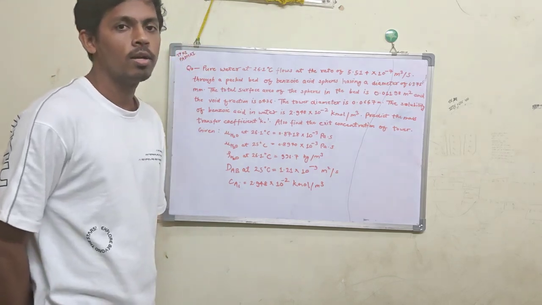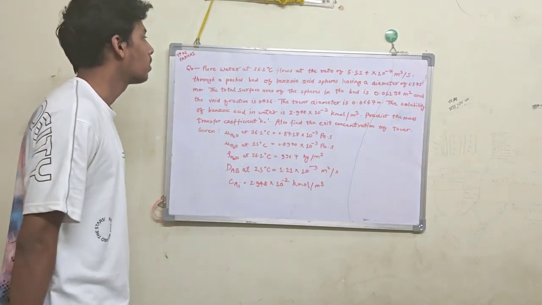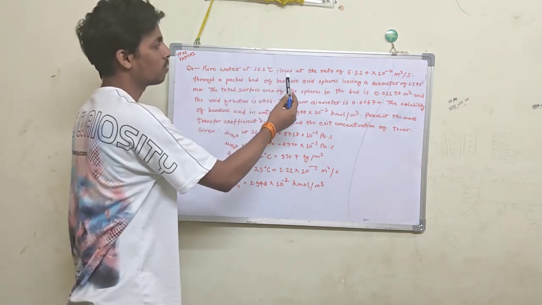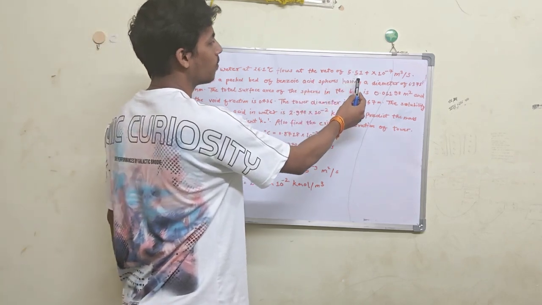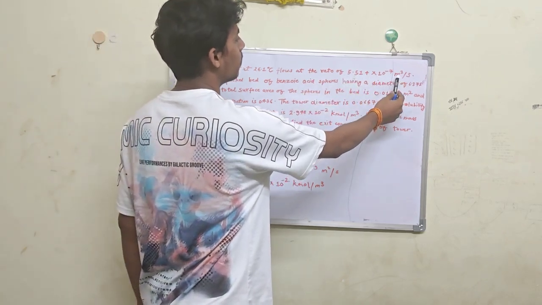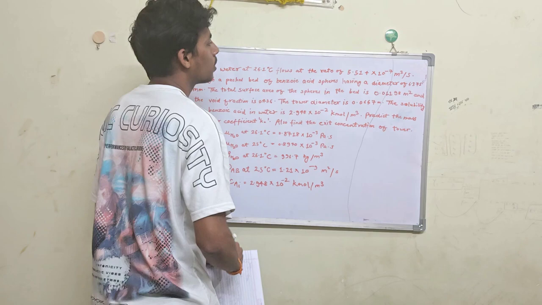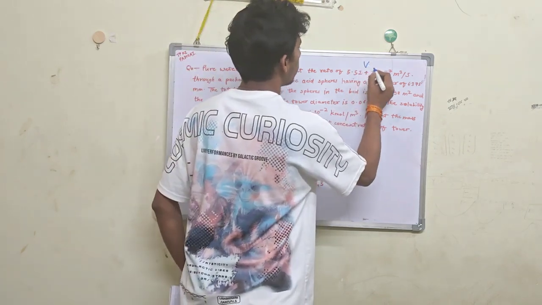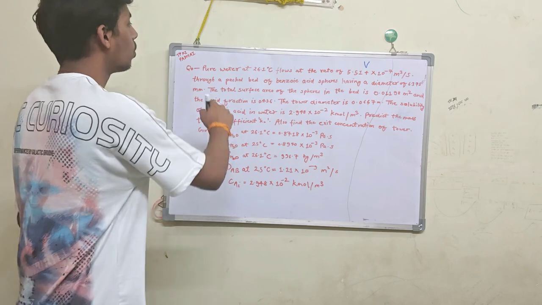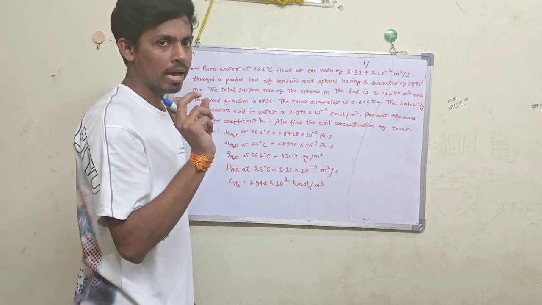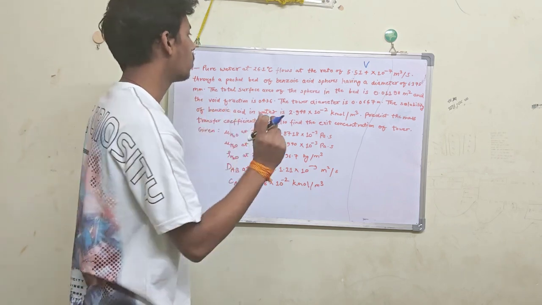So you might have noted down the question. Now let's read out the question. Pure water at 26.1 degrees Celsius flows at the rate of 5.514 × 10^-7 m³/s. So the volumetric flow rate, capital V, is given through a packed bed of benzoic acid spheres. The packing material of our packed bed is benzoic acid spheres.